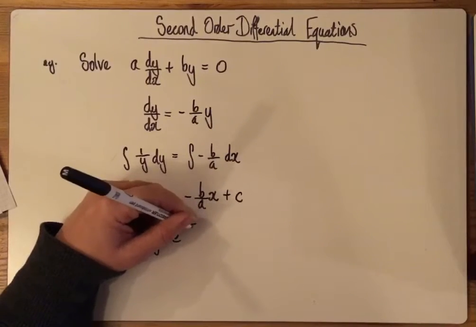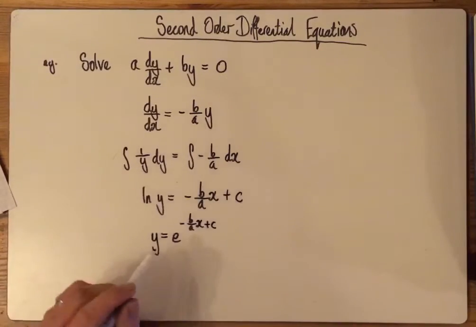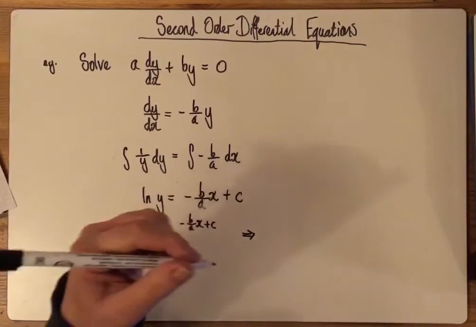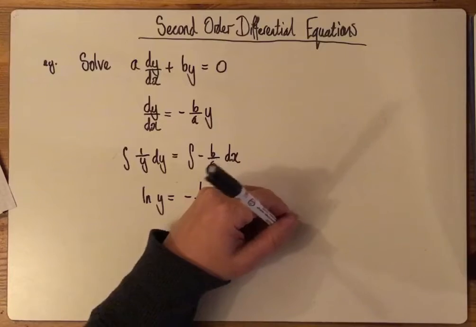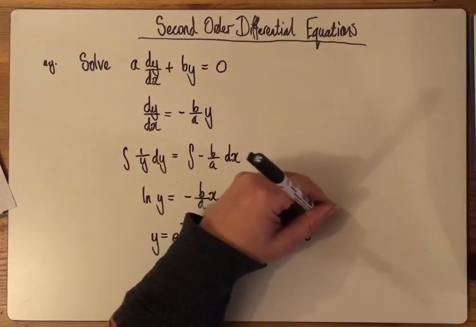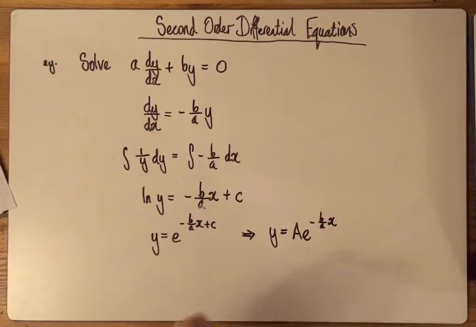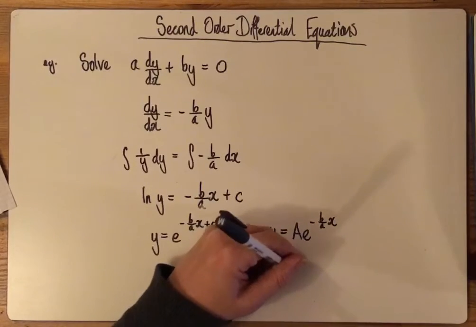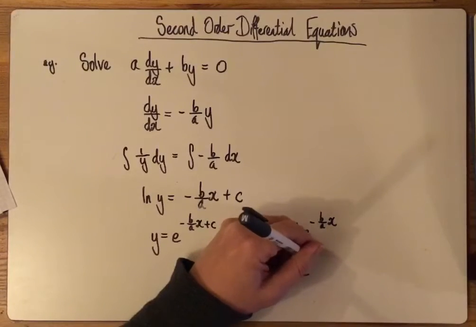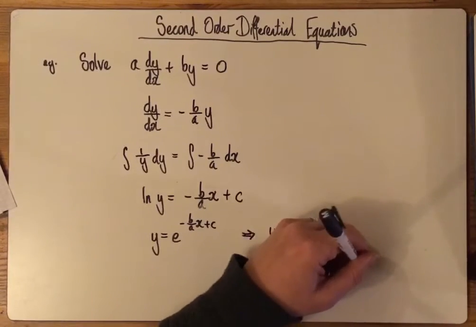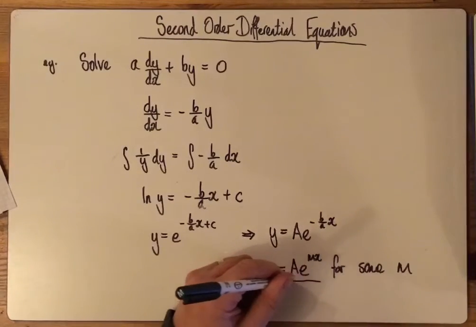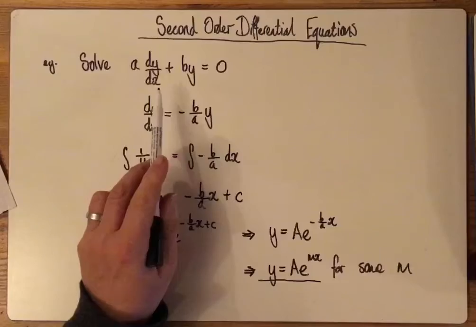I'm assuming you're okay with this bit really, but I'll go through just this one. So plus c, so that's e to the c times e to the minus b over a x. So we can write that as A e to the minus b over a x. And then minus b over a is a number because b and a are constants. And so we can replace minus b over a with m. And I've just written that as for some m, because this is the general solution to this first order differential equation.